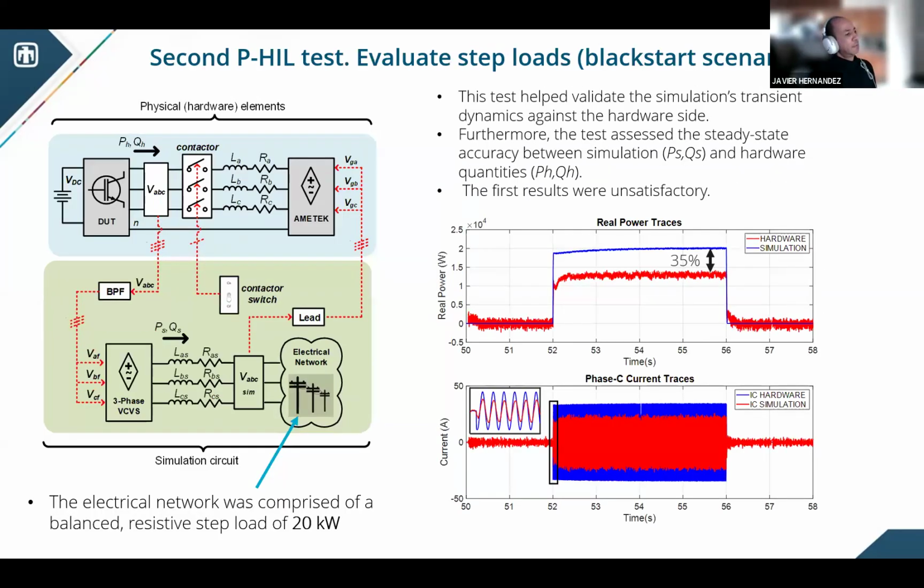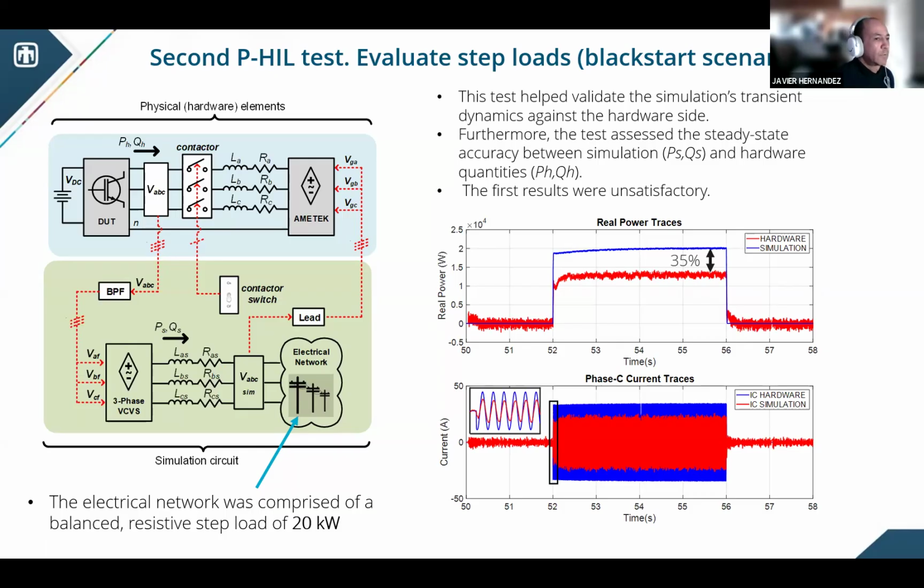Okay. So for this particular test, we use on the electrical network side a balanced resistive step load of 20 kilowatts, all right? On this one, we didn't scale because this inverter is 100 kilowatts. So we just wanted to test how they will respond. And we also wanted to test the level of accuracy between the simulated signals and the hardware signals, okay? And also help us validate the simulation strengths and dynamics against the hardware side.